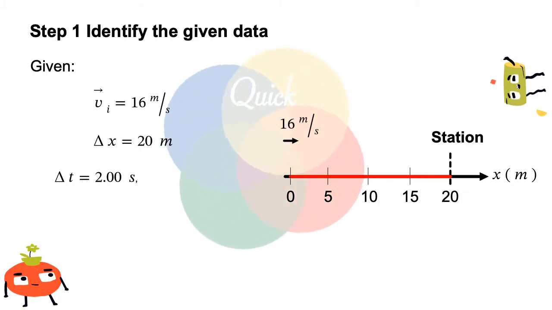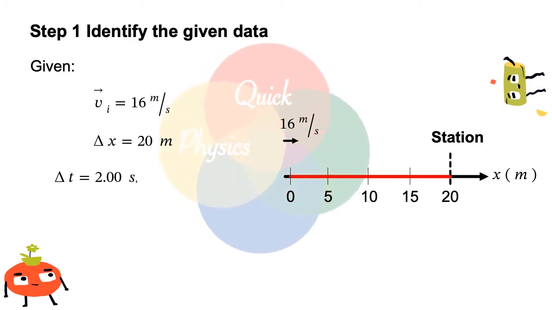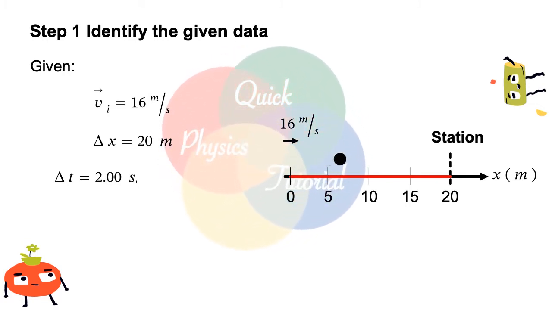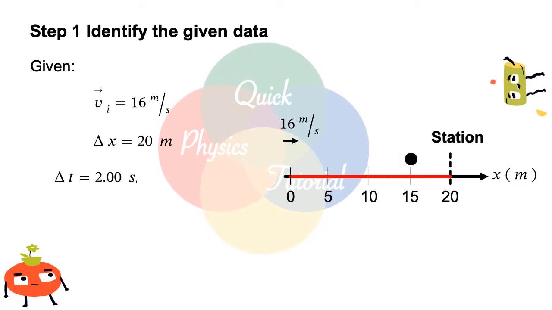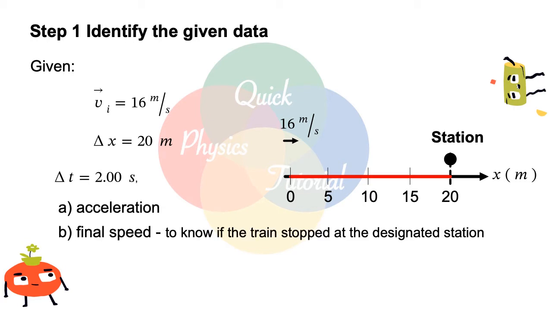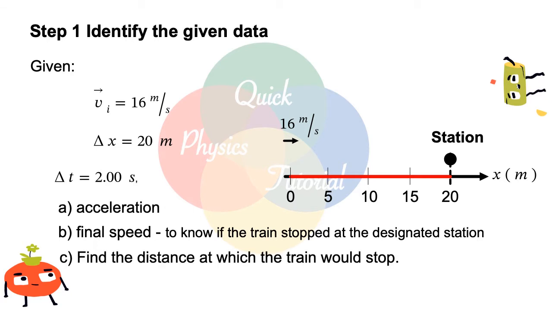Step 1. Identify the given data. In here, the initial velocity of the train is positive 16 meters per second and it is 20 meters away from the designated station. At 2 seconds, solve for its acceleration. And letter B, we want to solve for its final speed to know if it stopped at the designated station or not. Letter C. Find the distance at which the train would stop.